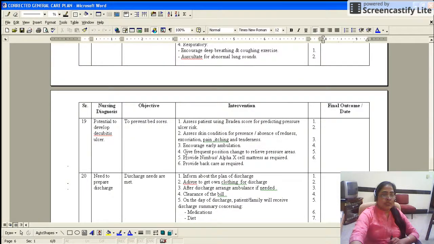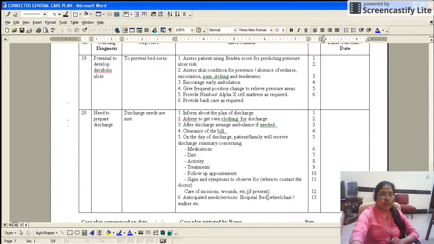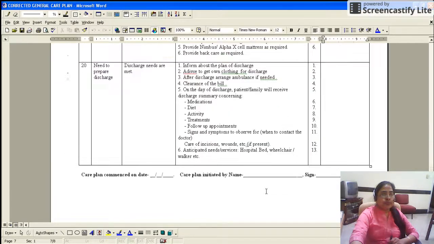These care plans help nurses to make a proper diagnosis. Let me show you.